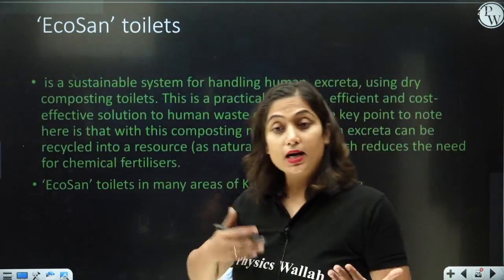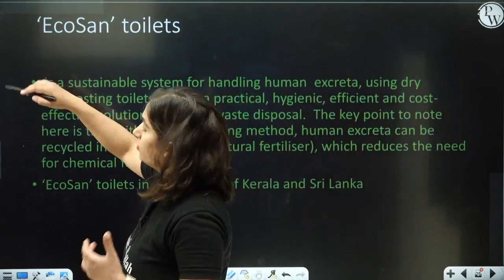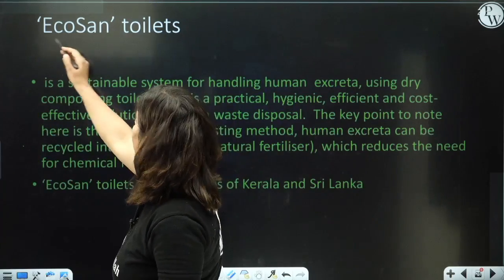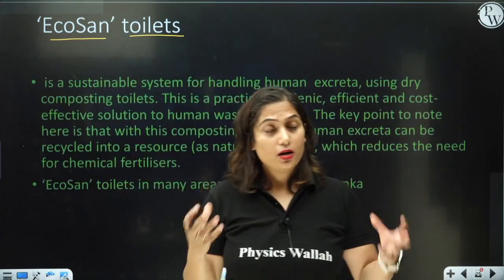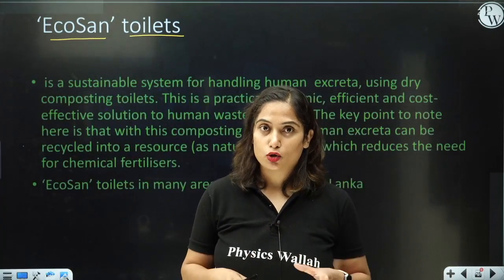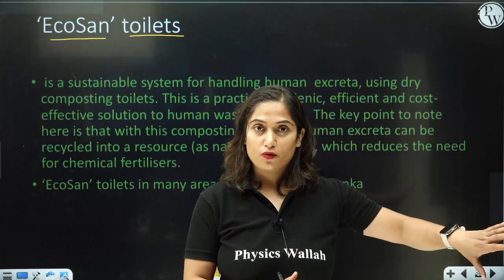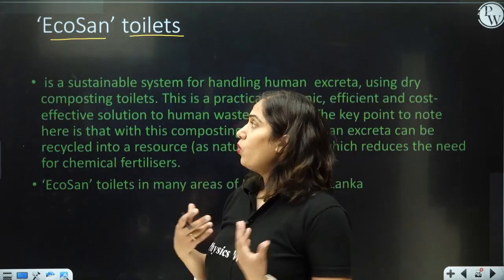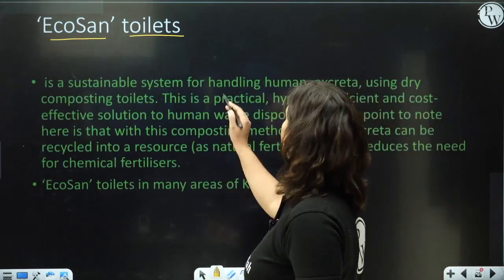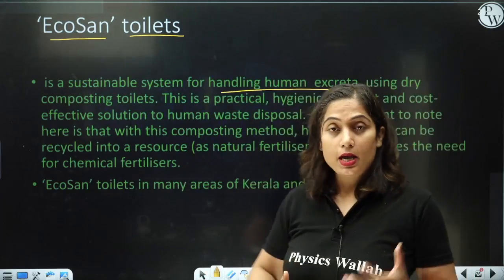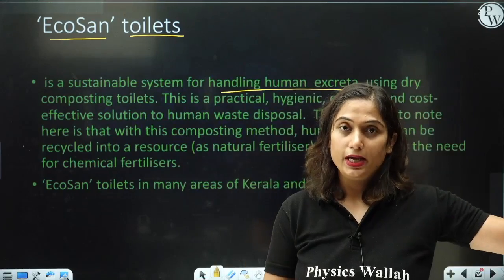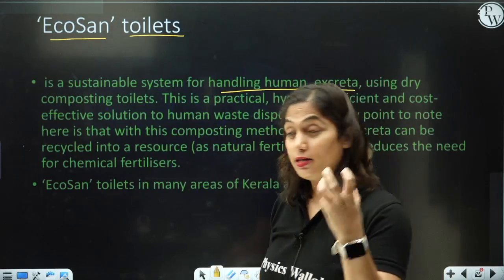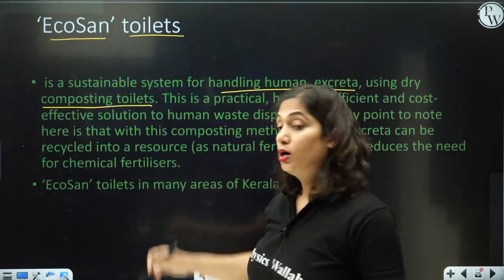Then another method of controlling the wastewater, the water pollution, is eco-sand toilets. The sewage water contains the fecal matter also, right? And it gets disposed of into rivers and lakes. That pollutes the water. So we can use the eco-sand toilets. What is an eco-sand toilet? It is a sustainable system of handling human excreta. Instead of throwing the human excreta into the rivers and lakes, it is collected in the dry form in composting toilets.